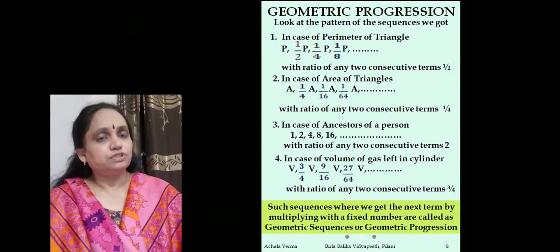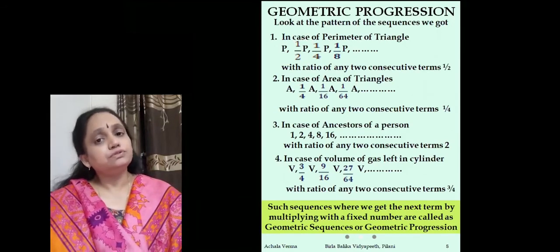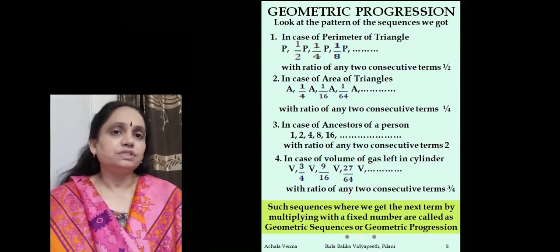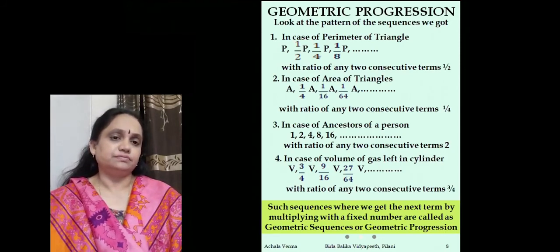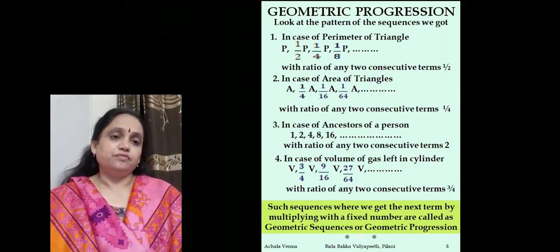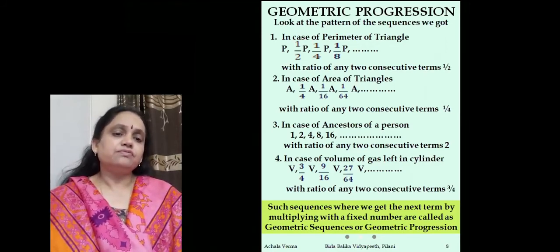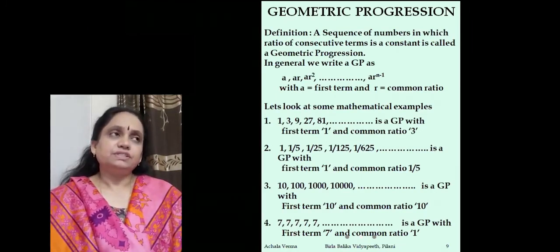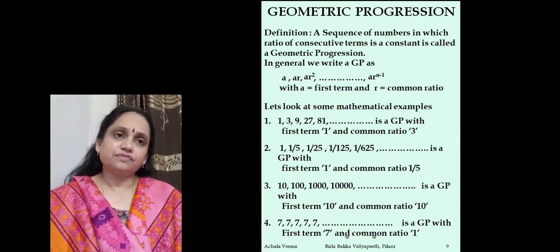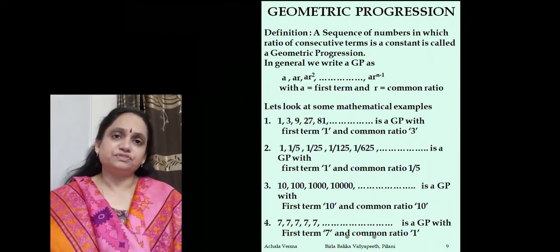So in all these 4 situations that you have seen, what do you observe? You observe that the ratio of any 2 consecutive terms is a constant. Or maybe we can say, if I multiply a term by some constant number, I would get the next term. Such sequences which we get by multiplying by a fixed number are called geometric sequences or geometric progressions. So let us define geometric progression. A sequence of numbers in which the ratio of consecutive terms is a constant is called a geometric progression.